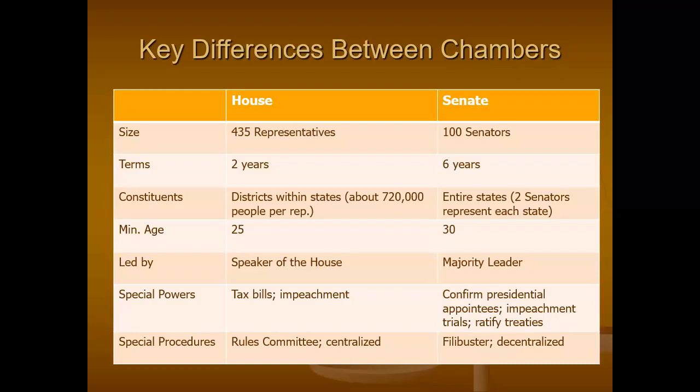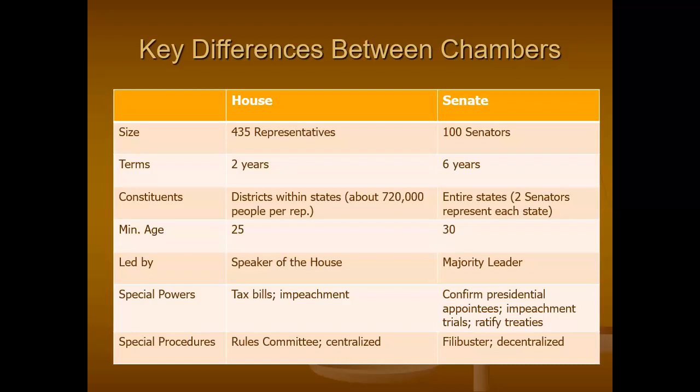So in U.S. history now, there have been 3 presidents, Andrew Johnson, Bill Clinton, and Donald Trump, who have been impeached by the House. But in each one of those cases, the Senate failed to remove those presidents from office because there was not that 2/3 majority threshold to remove them as a result of the Senate trial. The Senate also has the special power to confirm presidential appointees to the judicial branch as well as executive branch agencies, and also has the power to ratify treaties with foreign countries.